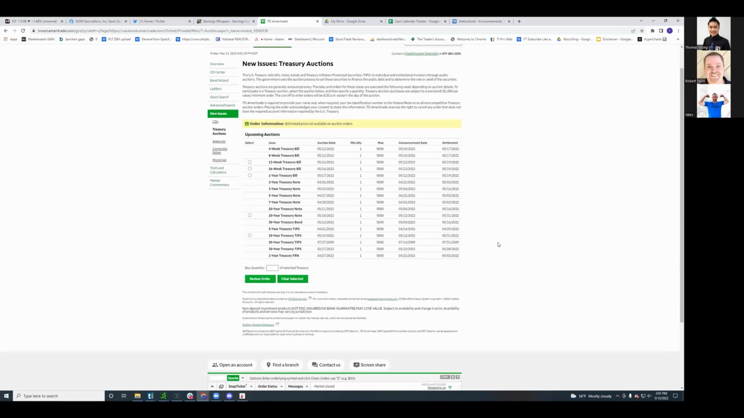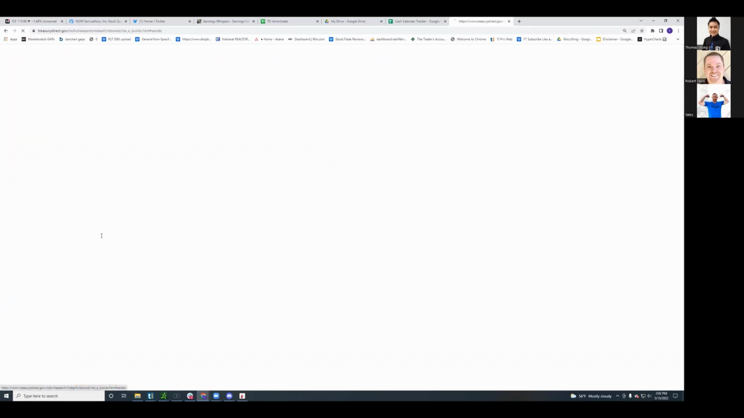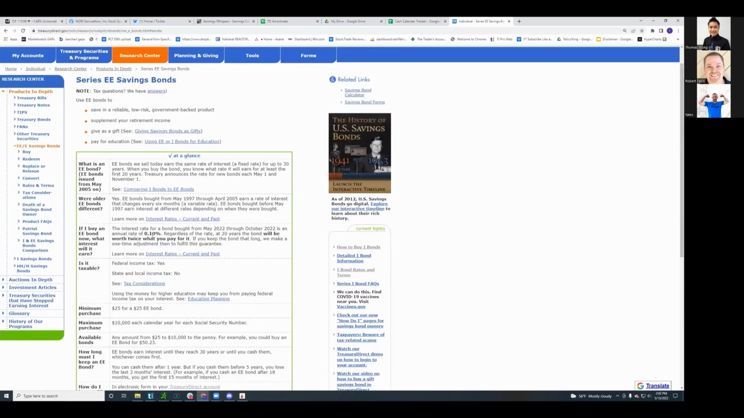Michael says this is why our grandparents used to give out savings bonds, because they could buy them at a discount. Yeah, so those are probably the EE bonds. So you can get EE bonds, or savings bonds, on Treasury Direct too. Their interest rate is pretty terrible right now. Series EE, they're paying a rate of 0.1%. But regardless of the rate, after 20 years, the bond will be worth twice what you pay for it.